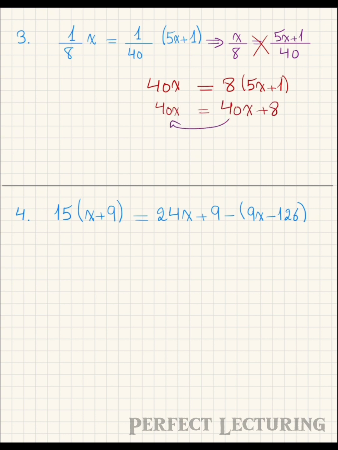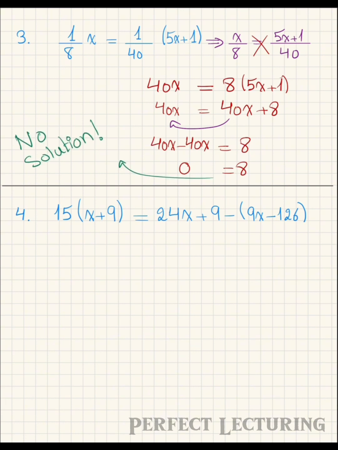We move the 40x to the other side, so it becomes 40x minus 40x is equal to 8. And look what happened here. We ended up with 0 equal 8. And of course, it's not possible for 0 to be equal to 8. What does this mean? This means that this equation has no solution. There is no real number x which satisfies this equation.